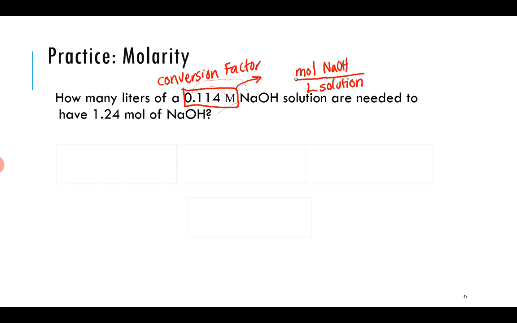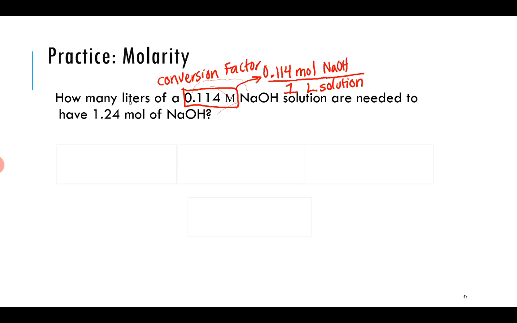Now we need to add in our numbers. This number belongs in the numerator, and any number divided by 1 is itself. So if you typed into your calculator 0.114 divided by 1, you would end up with 0.114. So that's what that's telling us. Now that it's written in a conversion factor format, we would be able to flip it upside down, where liters would be in the numerator, if we needed it in that orientation for units to cancel.